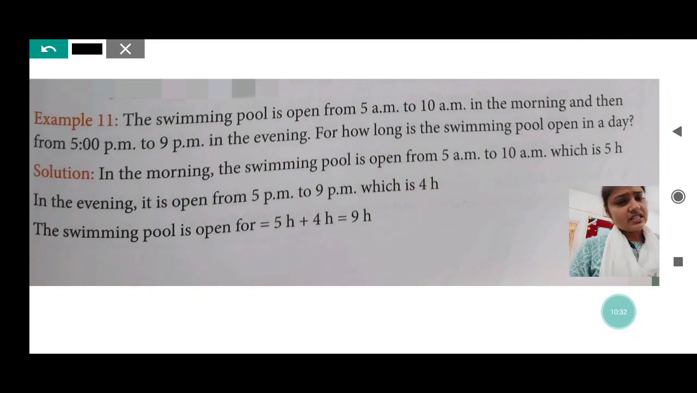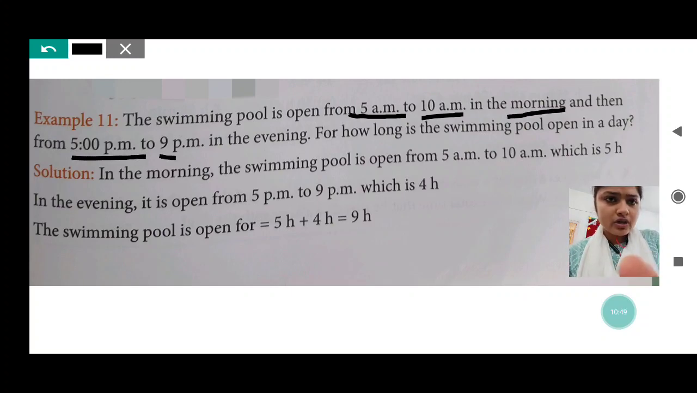In the same way, the next question we are having is: the swimming pool is open from 5 a.m. to 10 a.m. in the morning, and then from 5 p.m. to 9 p.m. in the evening. Two times it used to open: in the morning from 5 to 10, and in the evening from 5 to 9. So my dear, for how long is the swimming pool open in a day?